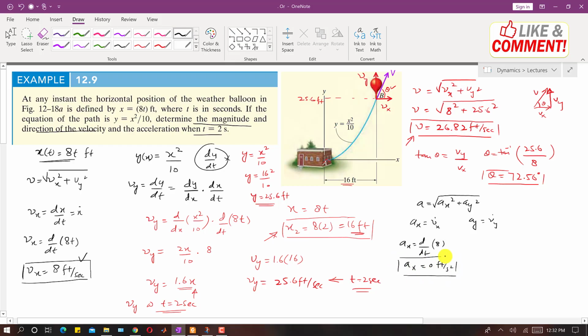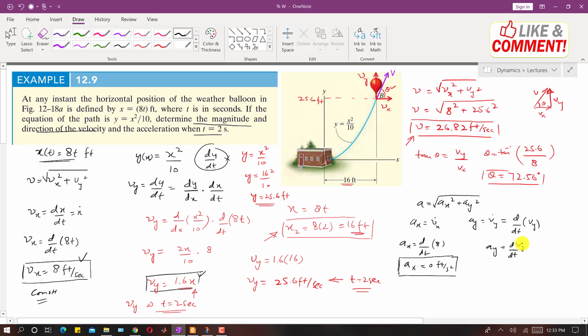So this means that the balloon is not accelerating along the x direction, since the velocity is constant in the x direction. So this Vx is constant. When the velocity is constant in x direction, this balloon will not accelerate in the x direction. And similarly, Ay will be equal to d by dt of Vy, right? Again, we can see that Vy is a function of x, so then we have to apply the chain rule.